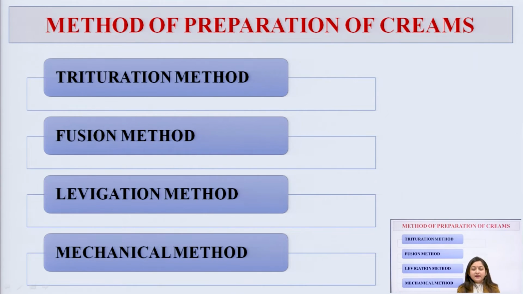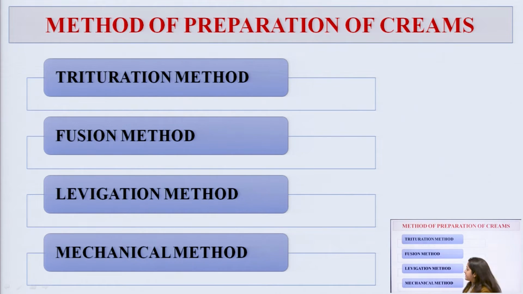Now, let us understand the method of preparation of creams. When I say cream, I mean that we are going to prepare a semi-solid dosage form which has a consistency slightly lower as compared to ointment. As I have discussed earlier, when preparing ointment, we majorly have two important methods: the incorporation method and the fusion method. Here we are dealing with creams. So, in the preparation of cream, we have four important methods.